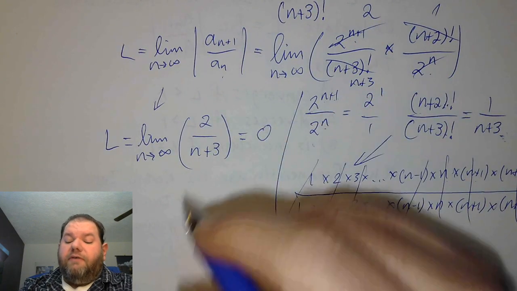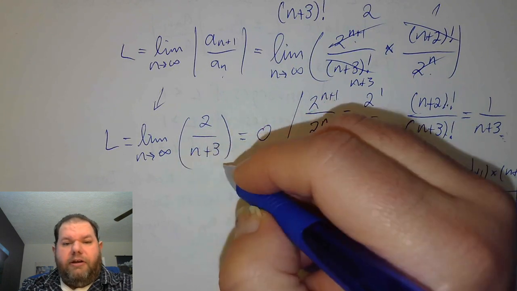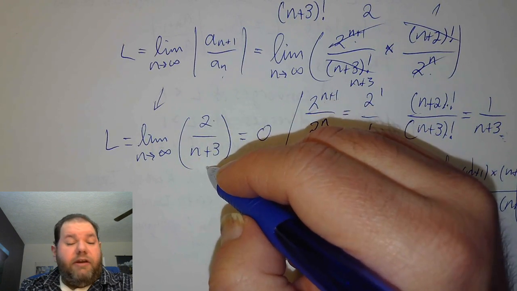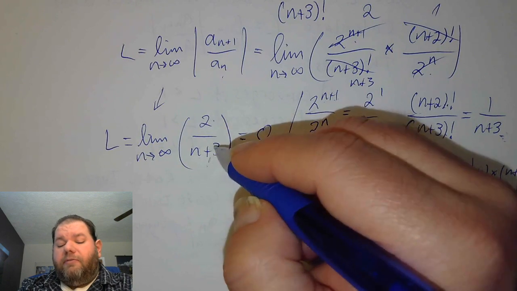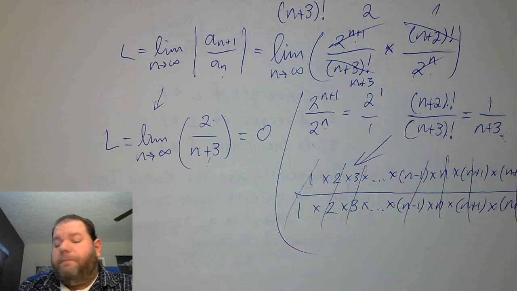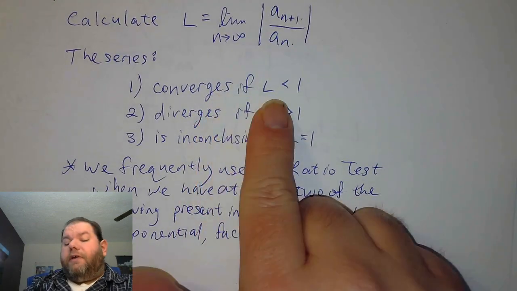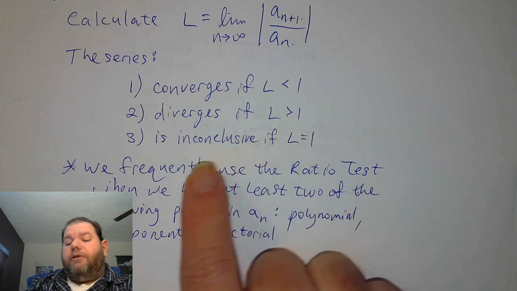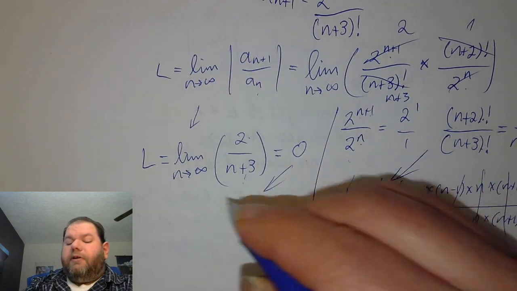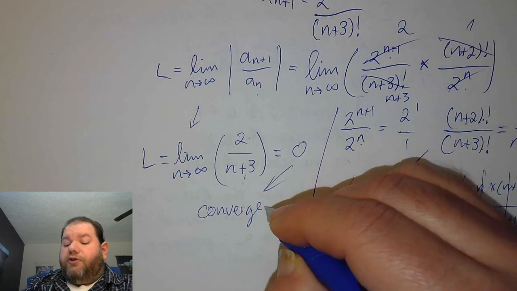We can also think of it as just being 2 over infinity if we actually try to plug in infinity. A relatively small number, 2, being divided by an infinitely large number is going to be so small it converges to 0 as this denominator gets larger and larger. Okay. And so with L equal to 0, we go back to our interpretation of this, which is that it converges if L is less than 1, diverges if L is greater than 1, and is inconclusive if L is equal to 1. So we got a value of 0, which means it converges by the ratio test.